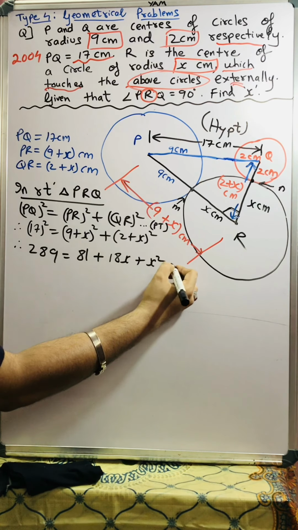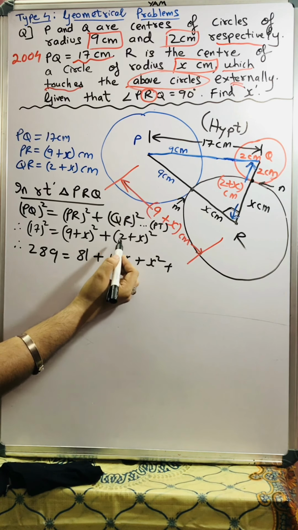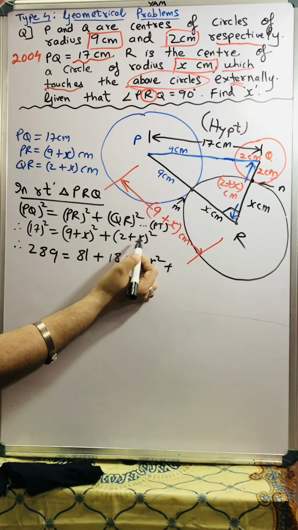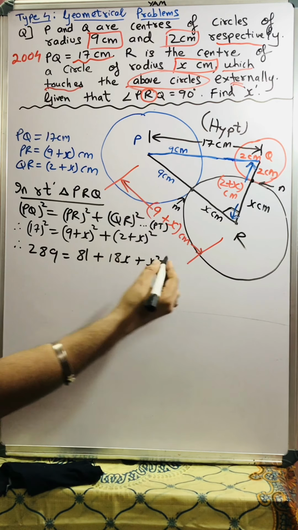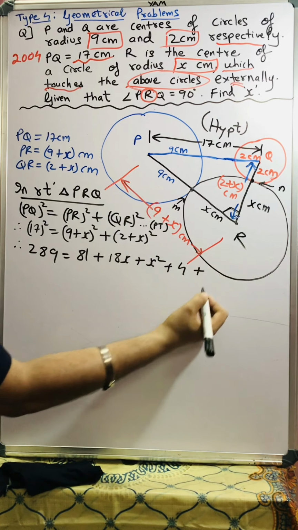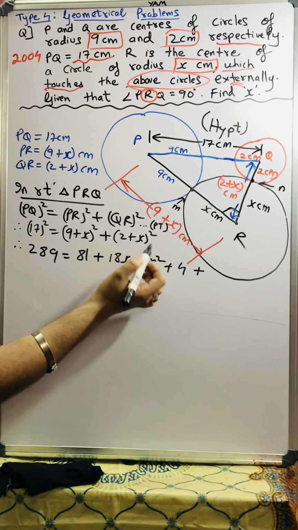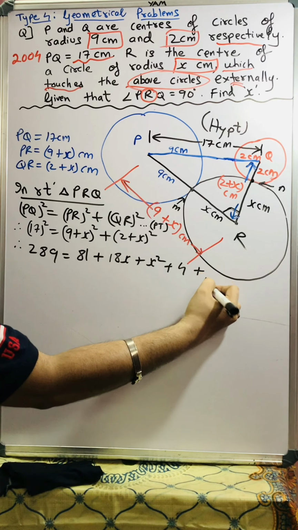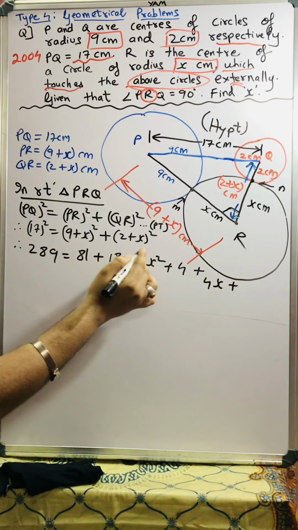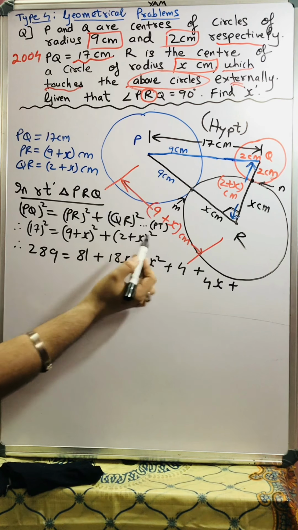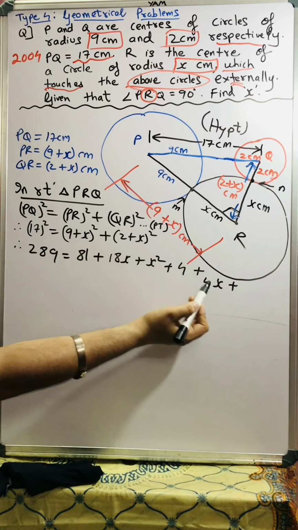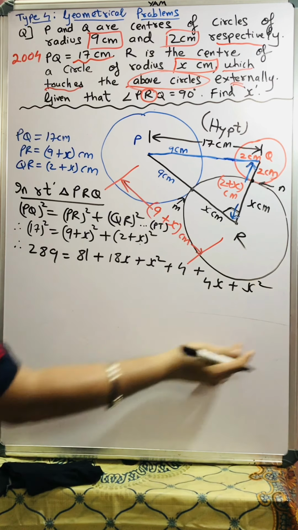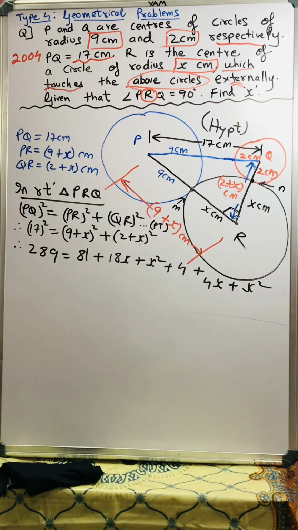Now about this one. Once again, (a plus b) the whole square, where your a is 2 and your b is x. A square means 2 square, which is 4, plus 2 into a into b: 2 into 2 into x becomes 4x, plus b square. B is x, so x square. Yes, great.